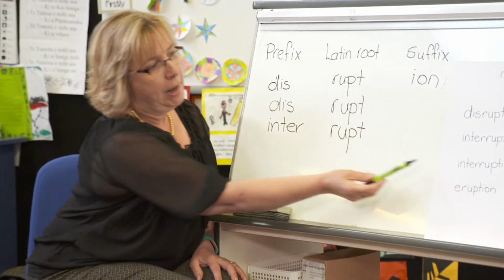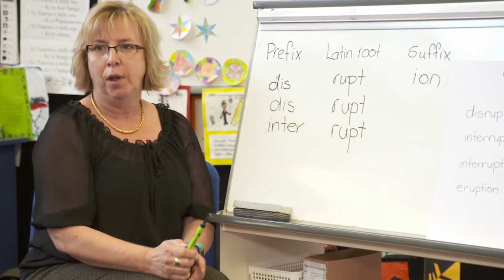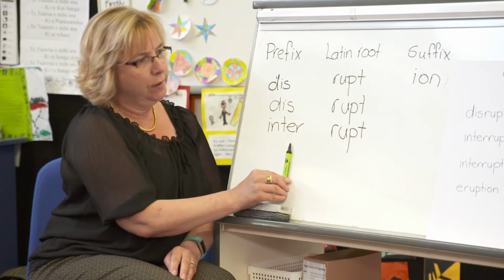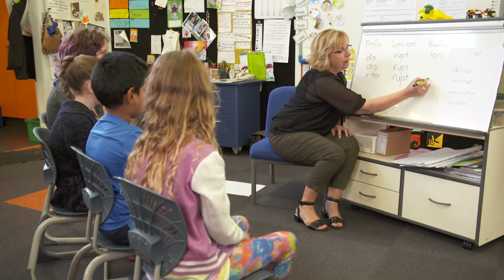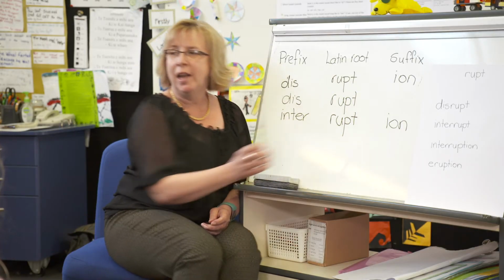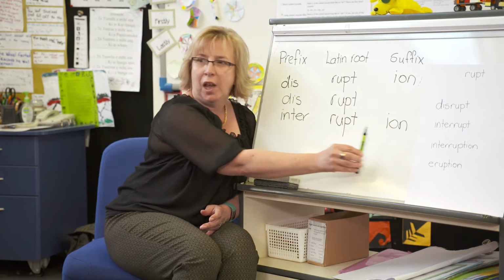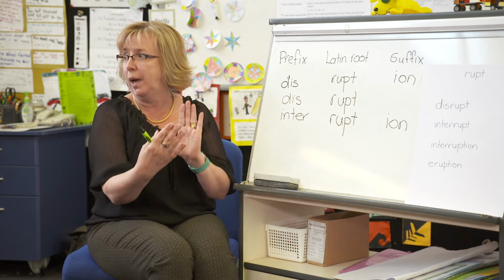Okay, now we're going to add on a suffix as well to this word. So we've got our Latin root word rupt, we've got our prefix inter. What is our suffix in this example? Shun. Shun. If we put the prefix, the Latin root and the suffix together, what's our word, Bailey? Interruption. Interruption, exactly. So because we understand the different parts, that's going to help us spell this very long word, isn't it? Because we're breaking it down into smaller parts.